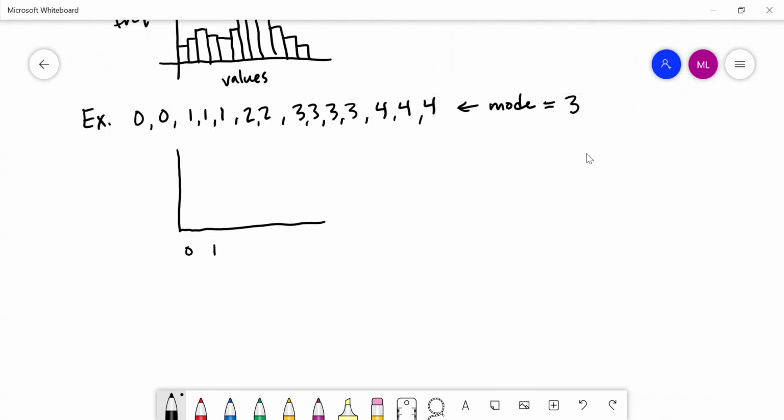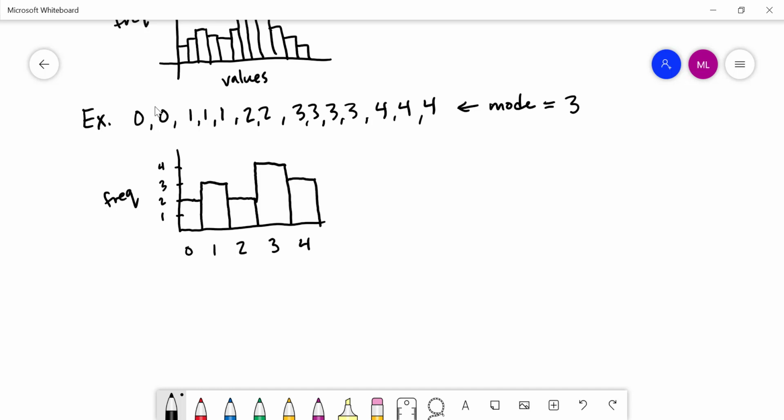0, 1, 2, 3, and 4 are all the possible values. And here we've got the frequency. How often did 0 occur? Zero occurred twice in our list. So it would have a bar with a height of 2. 1 occurred 3 times, so it would go up to there. 2 occurred twice. 3 occurred 4 times. And 4 occurred 3 times.